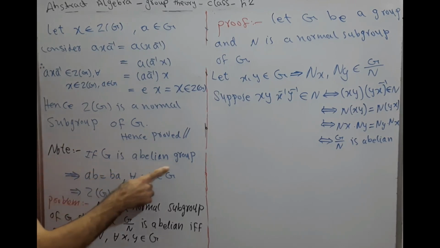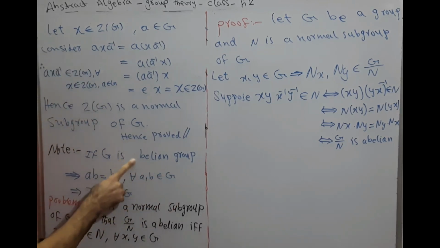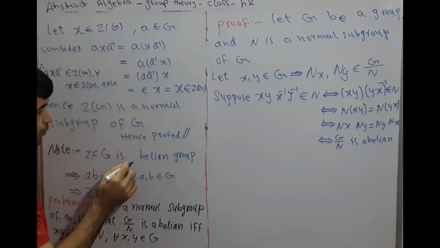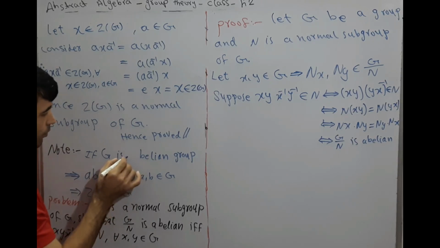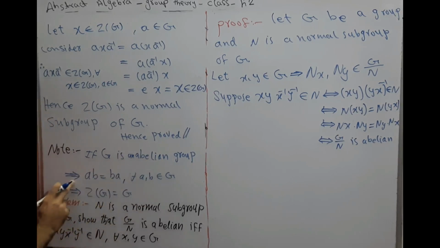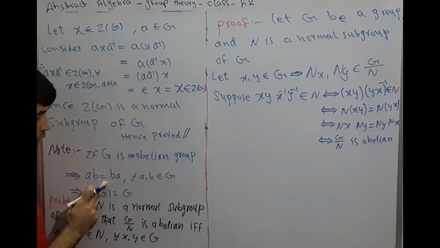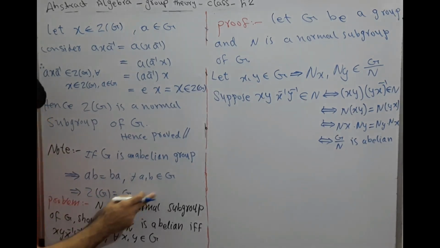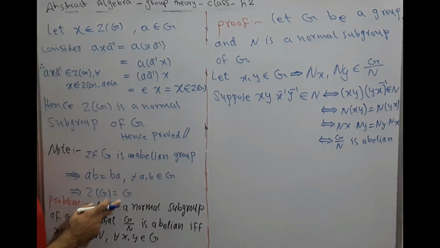Note: if G is an abelian group, this implies a into b equals b into a for all a, b belongs to G. This implies Z(G) is equal to G.